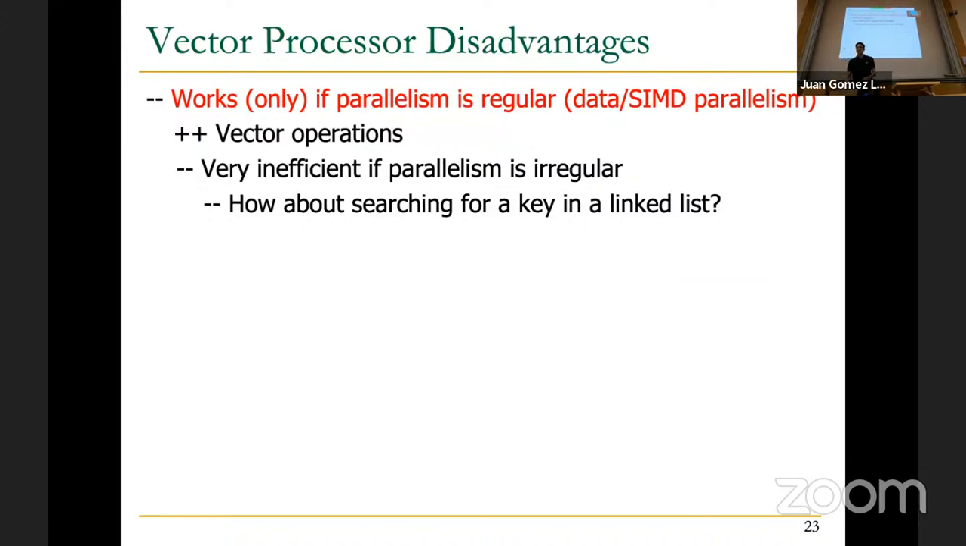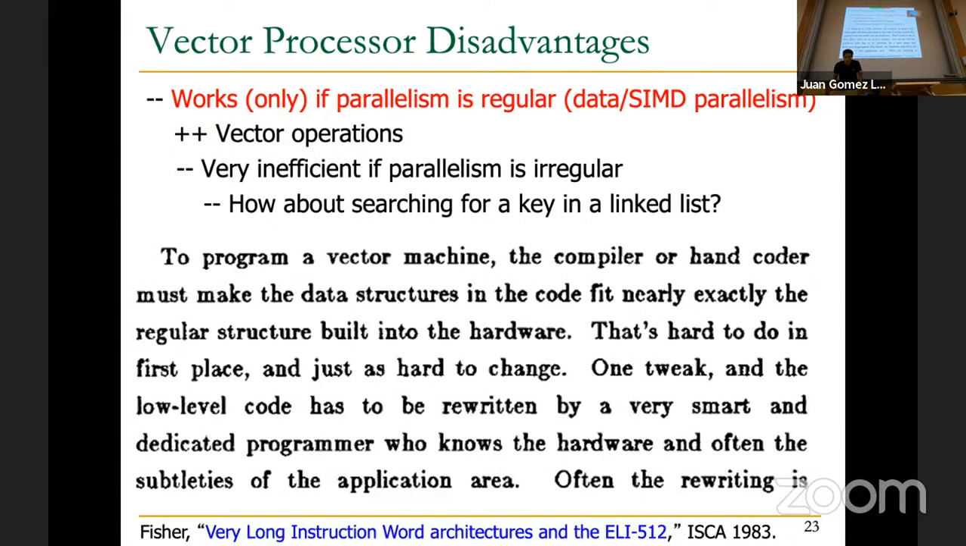However, vector processors are not so good when the parallelism is not so regular. In those cases, they are more inefficient, as we will see. You have there one example, how to search for a key in a linked list if you have a vector processor. In the end, you will probably end up serializing the accesses and so on. There are workloads that are really suitable for vector and array processors, for SIMD processing, because they have a lot of regular data level parallelism. In other cases, that's not going to be that easy. And also, vector processors are difficult to program. Why is that? Because you must ensure in your program that you are exploiting this regularity in the parallelism.